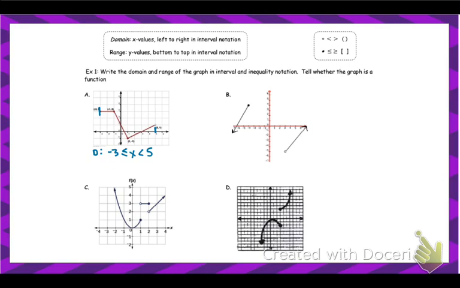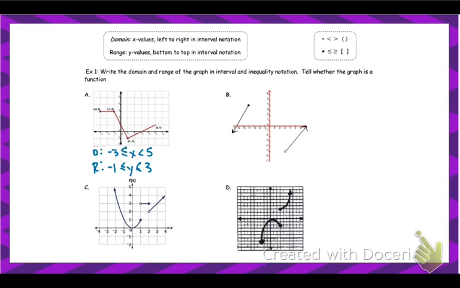Then let's go ahead and do range. Range is going to be bottom to top. So the lowest y value here is -1. The highest y value is 3, and it touches that in more than one point. That's okay. So that's my domain and range.